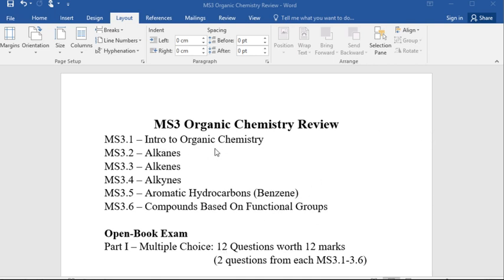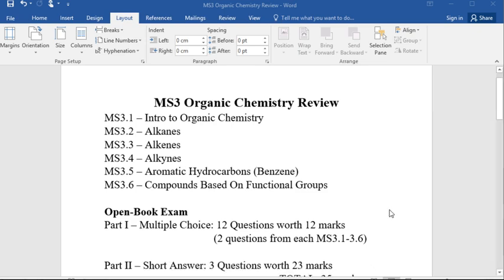So first of all, the section MS 3.1 was basically an introduction to organic chemistry. 3.2 was the alkane group, 3.3 the alkene group, 3.4 the alkyne group, and then 3.5 was the aromatic hydrocarbon section, particularly those compounds that have a benzene ring. And then lastly, we looked at hydrocarbons based on their functional group. So they're made up of carbon and hydrogen, but they have an extra attachment which distinguishes one compound from another.